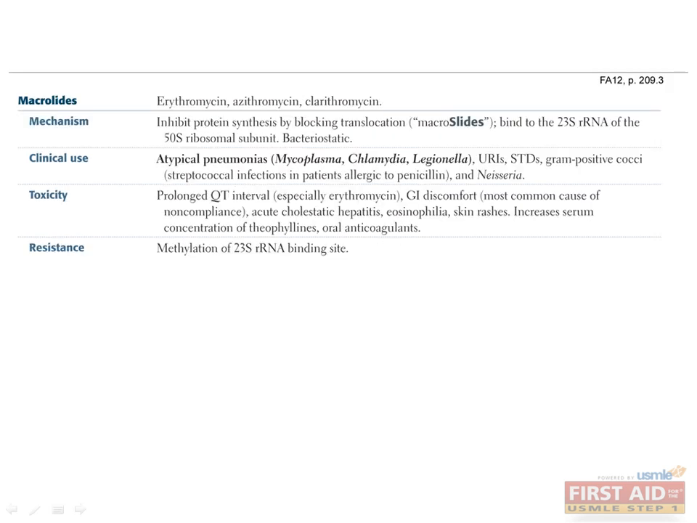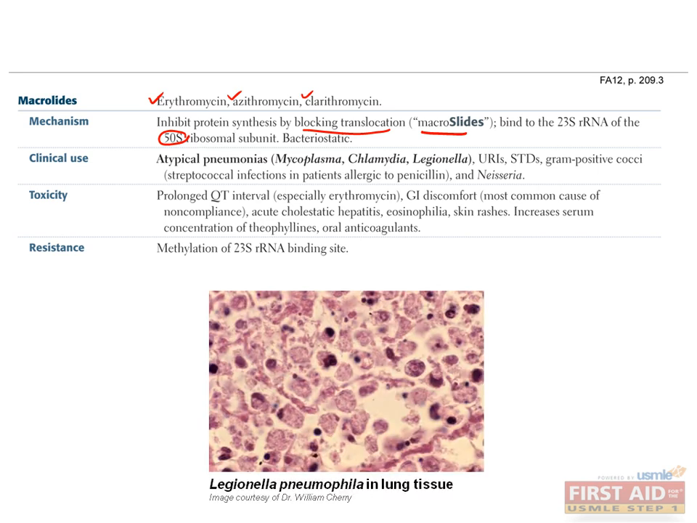The macrolides are erythromycin, azithromycin, and clarithromycin, which inhibit protein synthesis by blocking translocation. These bacteriostatic antibiotics bind to the 50S ribosomal subunit. Used to treat atypical pneumonias, upper respiratory infections, sexually transmitted infections, streptococcal infections, and Neisseria. An interesting fact about macrolides is that they accumulate within leukocytes, which then conveniently transport them to the site of infection.